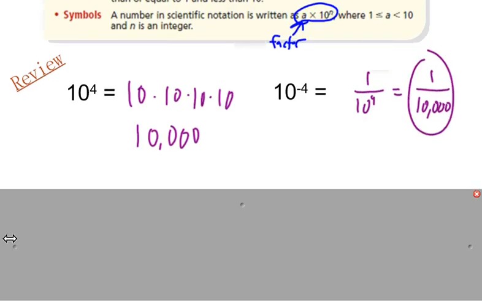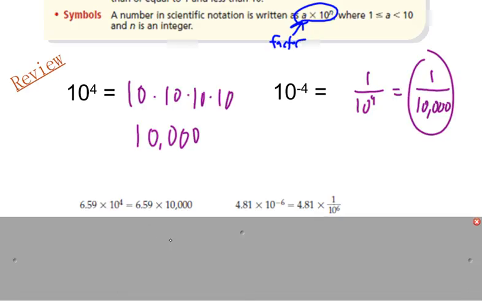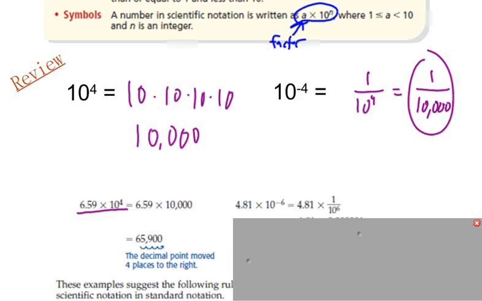Going on from there, let's take these two numbers. The first number is 6.59 times 10 to the fourth power. That's scientific notation, and what it means is it's really 6.59 times 10,000. You can take that decimal and move it over 4 times, and you get 65,900. That's actually what the number would be. If you take this in your calculator, you get 65,900.